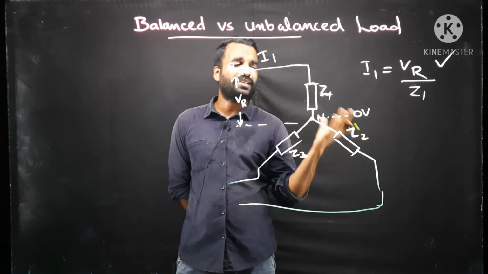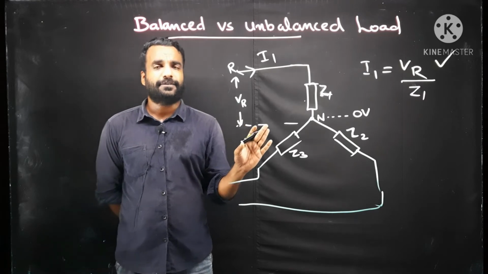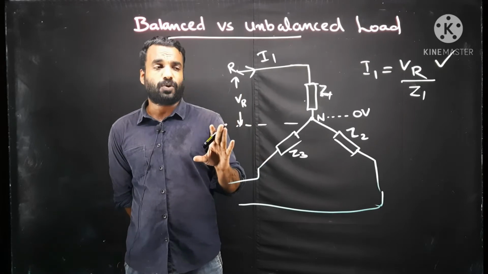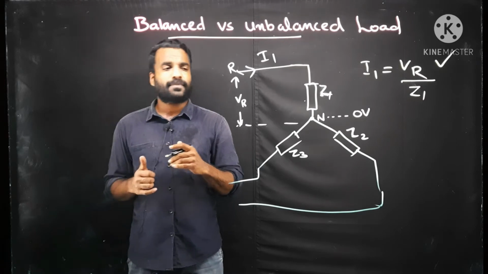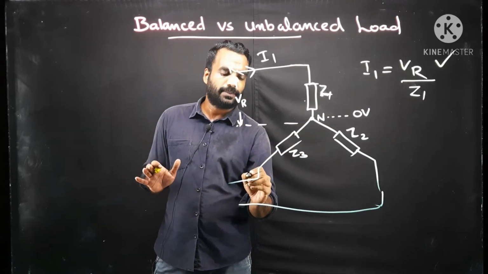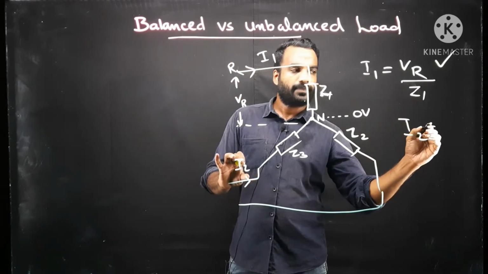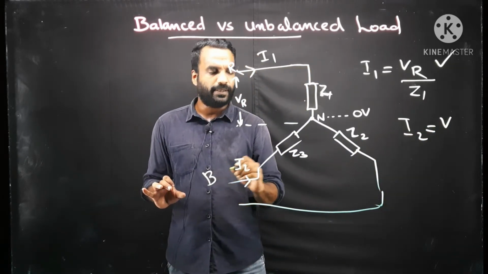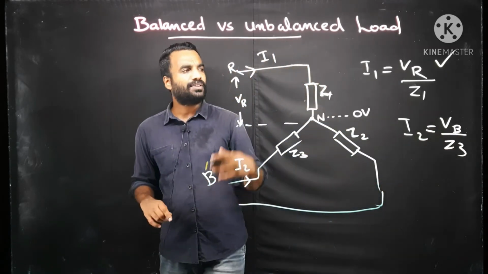Suppose the three voltages are the same and the three loads are the same, and we know that theoretically the supply provider like KSEB will be giving the same voltage in all three lines. Theoretically, practically it is not like that. Theoretically, all the phase voltages should be the same. So I1 and similarly I2 will also be the same. Suppose I2 belongs to B phase, it is VB by Z3, like that. All the currents will be the same.